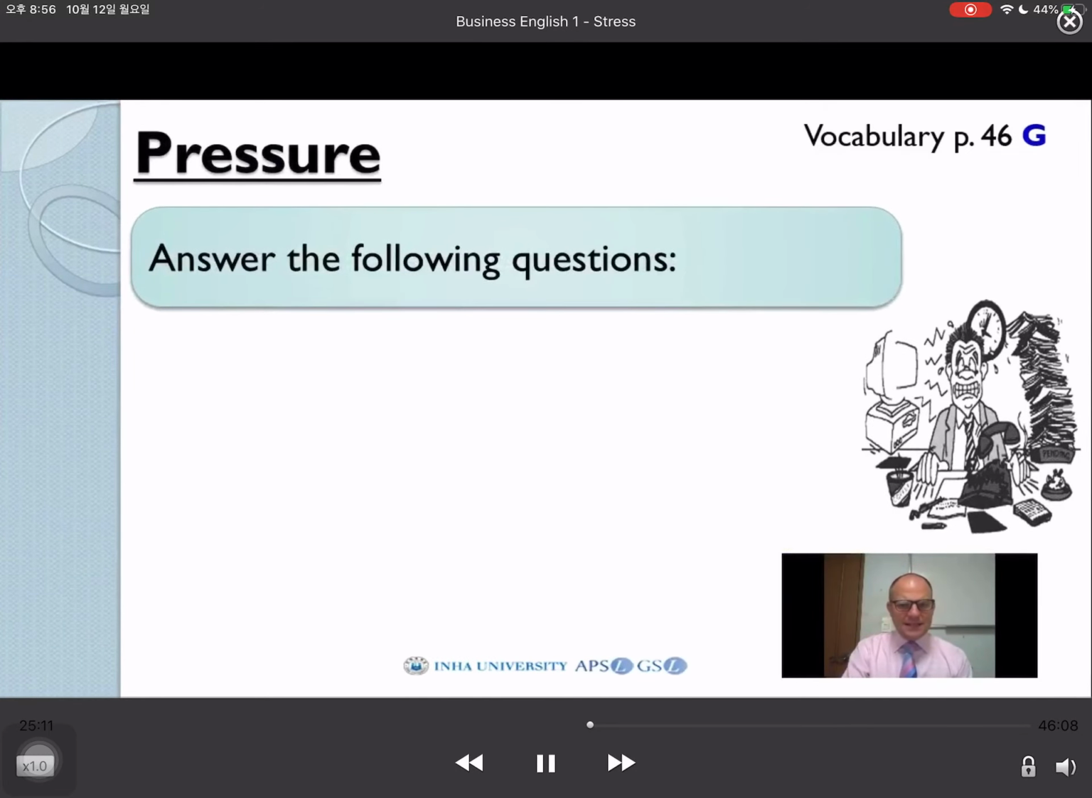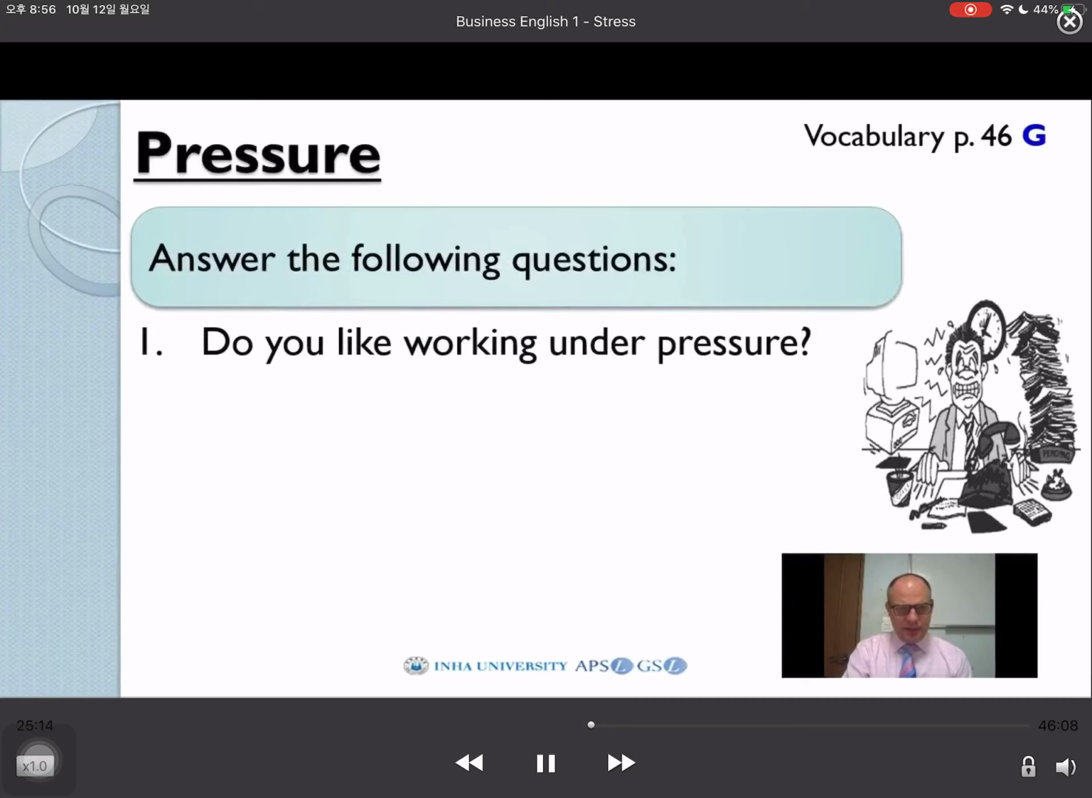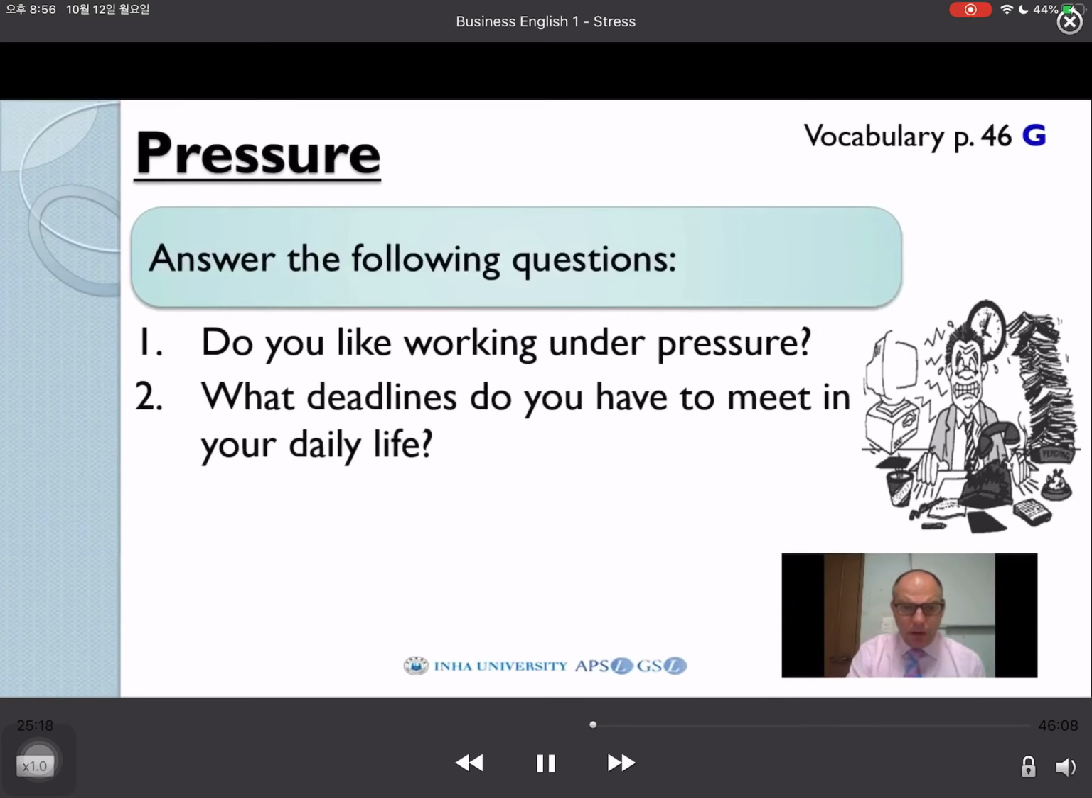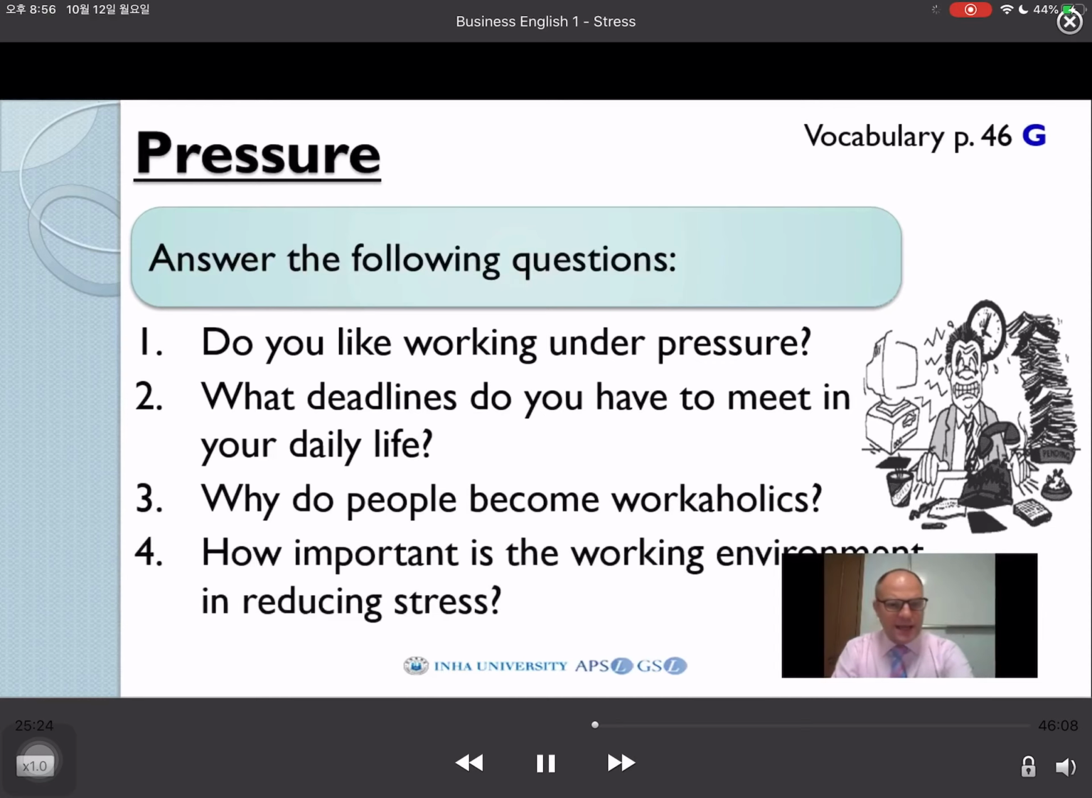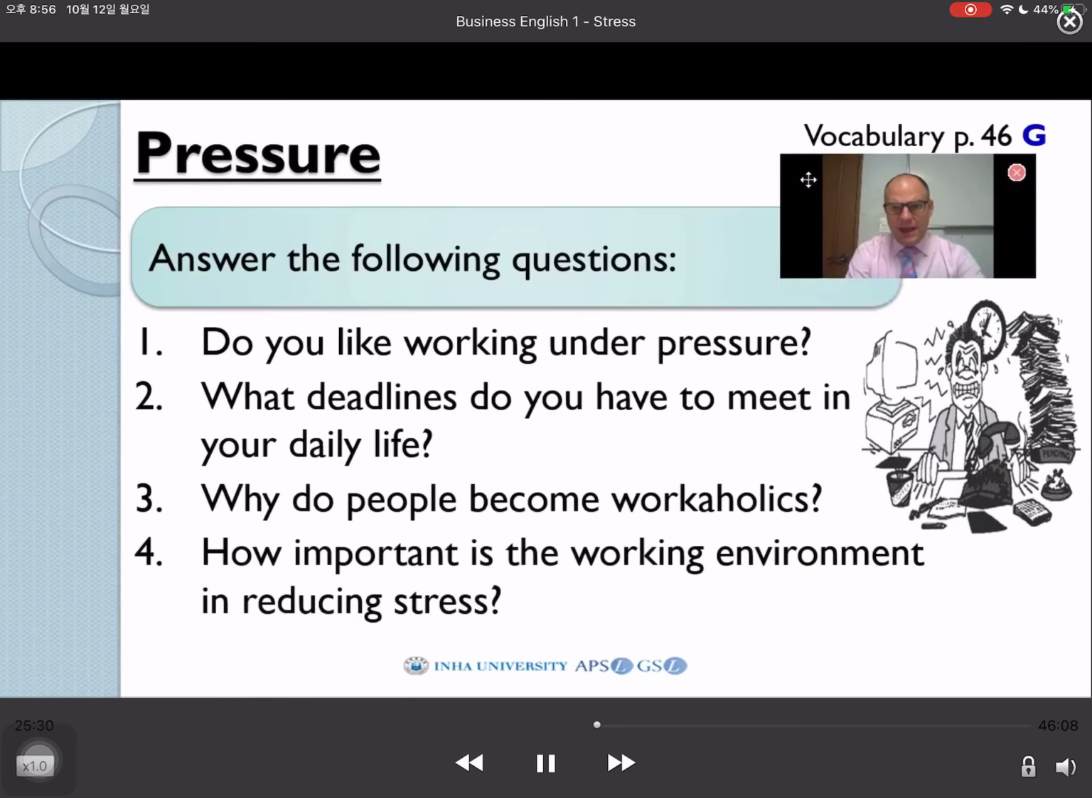And see if you can answer the following questions. So we've got a number of questions. Do you like working under pressure? What deadlines do you have to meet in your daily life? Why do people become workaholics? How important is the work environment in reducing stress? Okay, so there you go. You've got 4 questions. Work through them, make some notes, and write your ideas down.